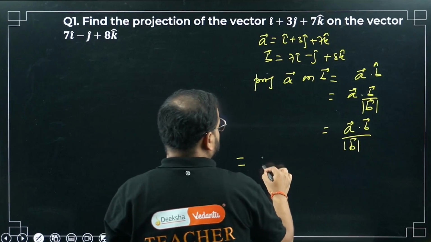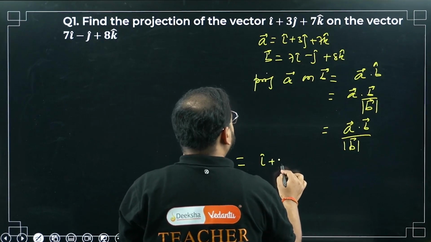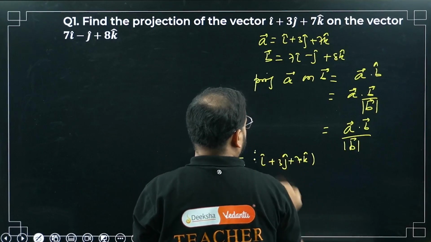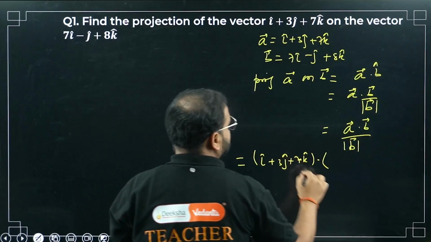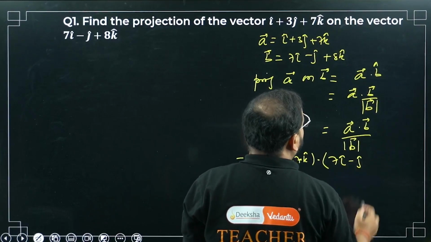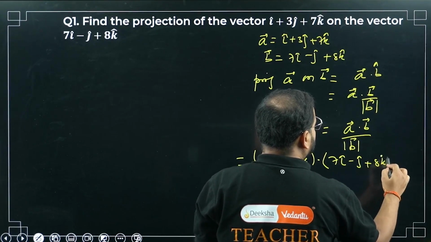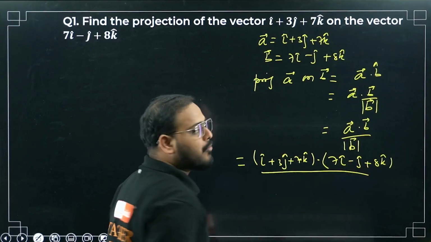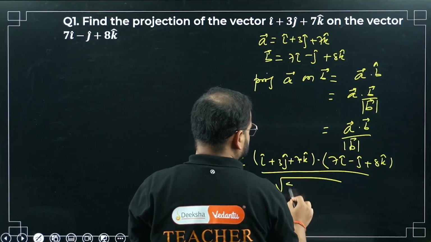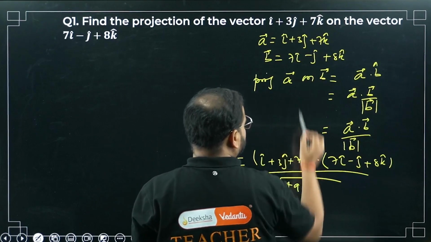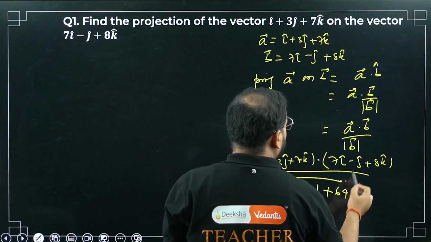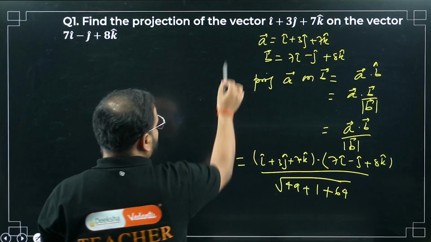Dot product of this i cap plus 3j cap plus 7k cap, with this 7i cap minus j cap plus 8k cap, divided by the modulus of the vector B. Please check. 7 square is 49, plus minus 1 square is simply 1, plus 8 square is 64.